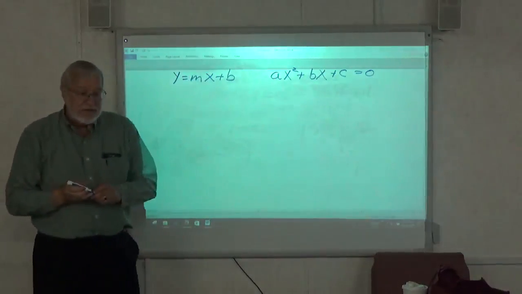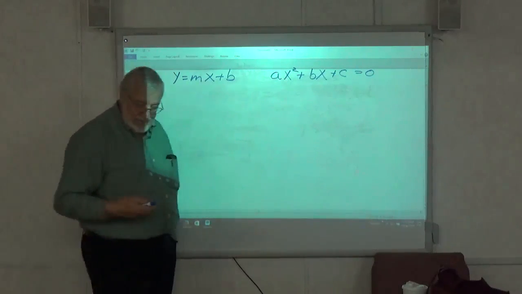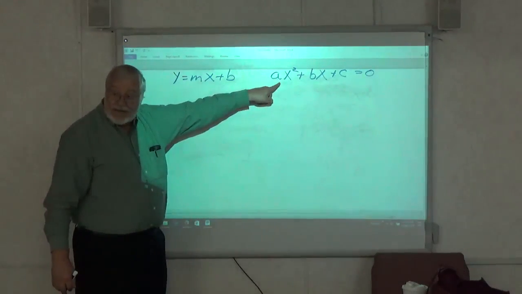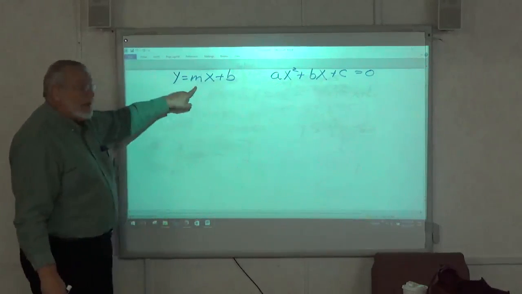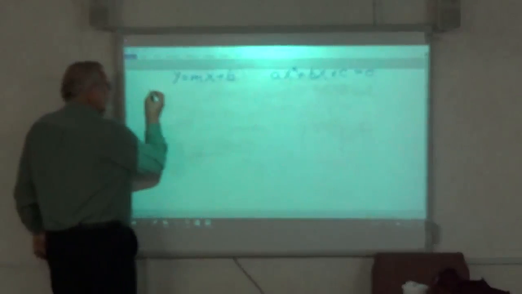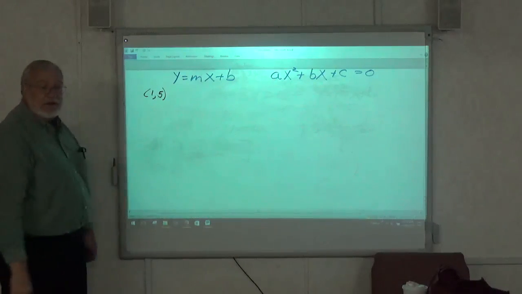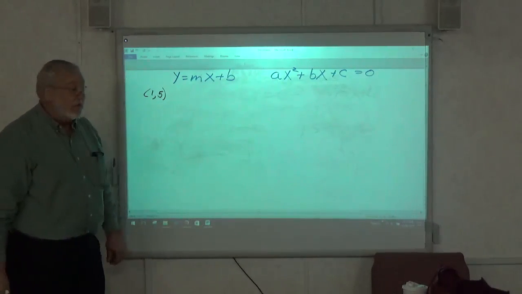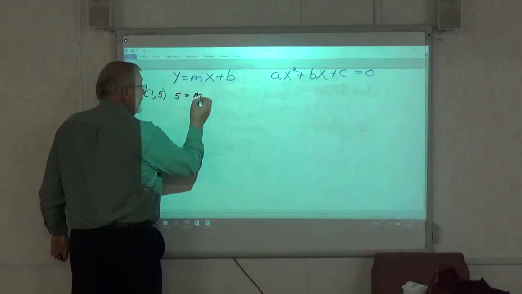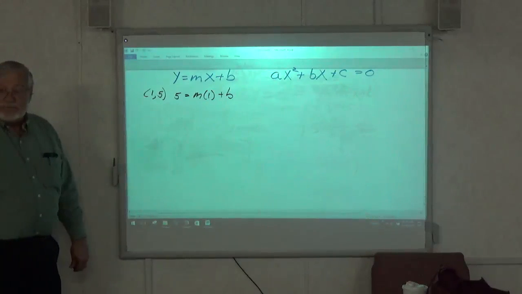Write that down in your notes. Okay? Now, this is a quadratic. See the x squared, right? This is linear. Now, if I told you that the point 1, 5 was on that linear graph, what do you know for sure? I know that y is 5. I know that for sure.